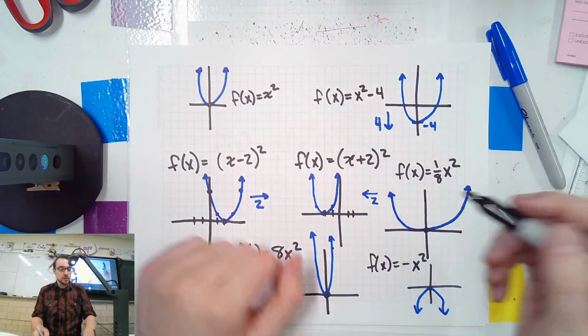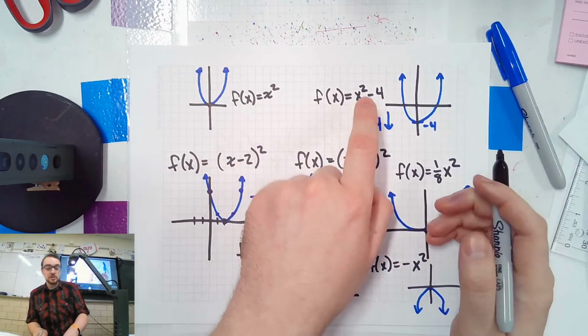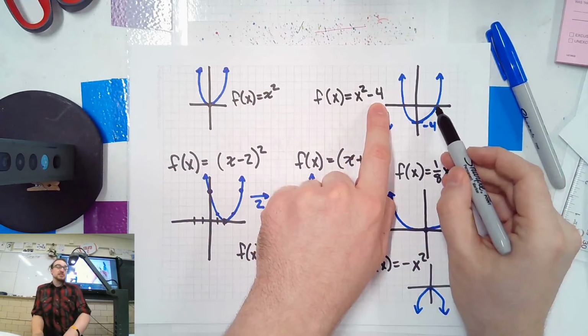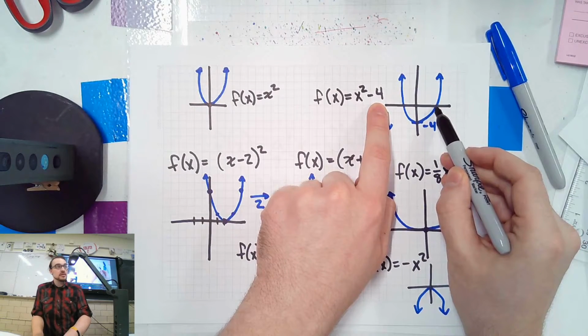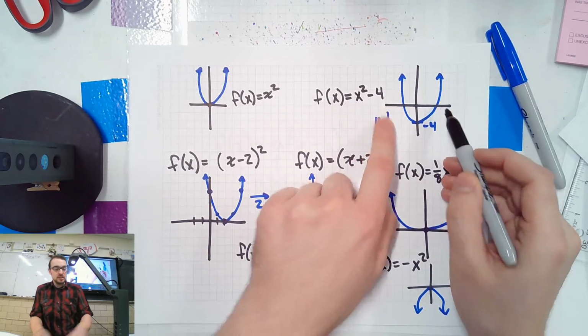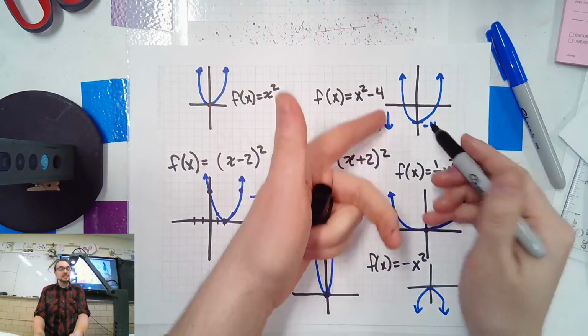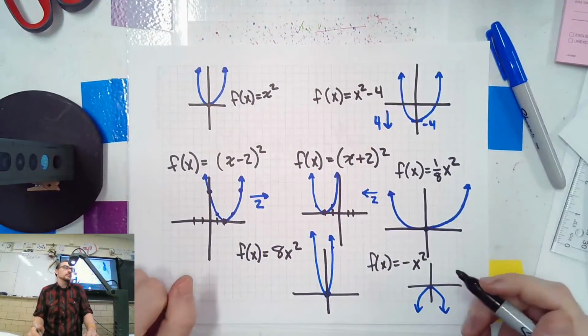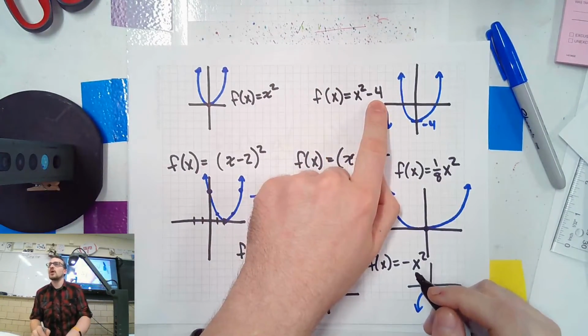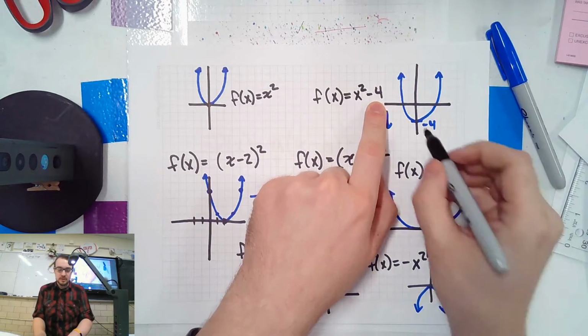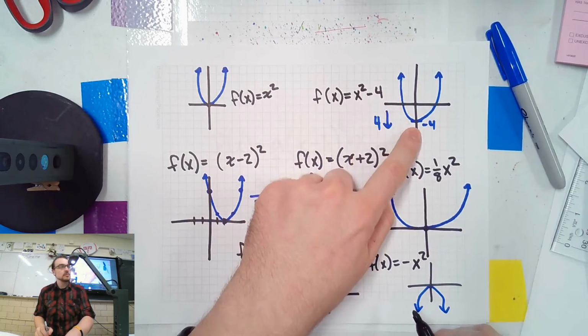When I plug in 2 over here, I get 4. When I plug in 2 over here, I get 4 minus 4, which is 0. So it gives me 0. So it's just moving everything down. Everything's going to be 4 less than what it was before, so it's 4 down. Kind of like a y-intercept as well. Remember our lines, the y-intercept? It's where it hits the y-axis.